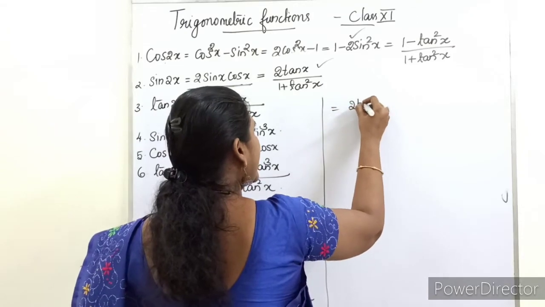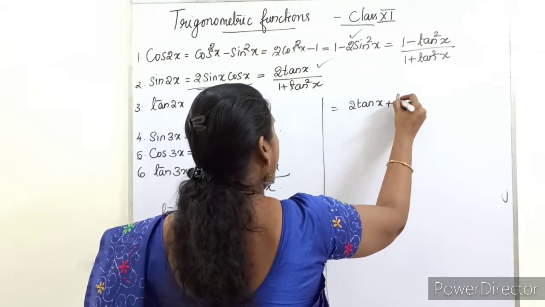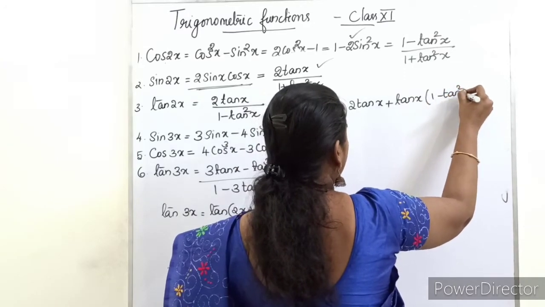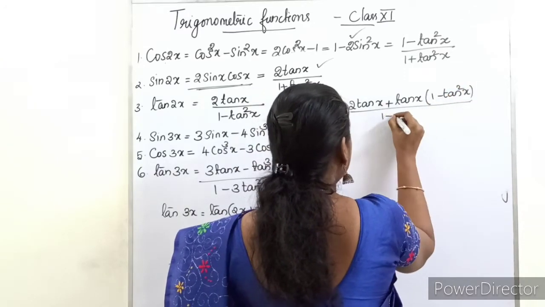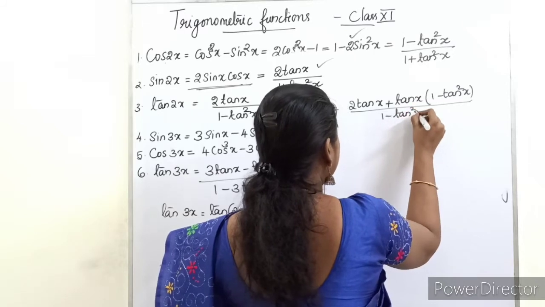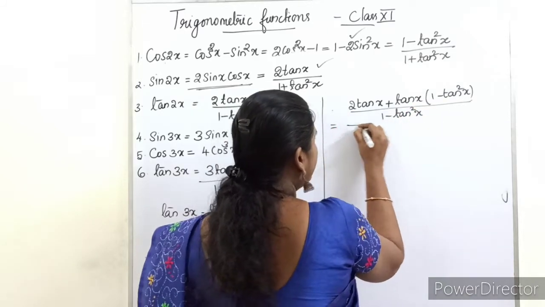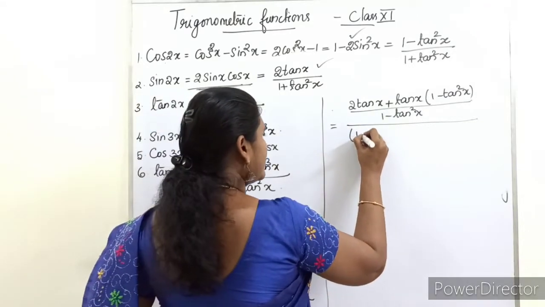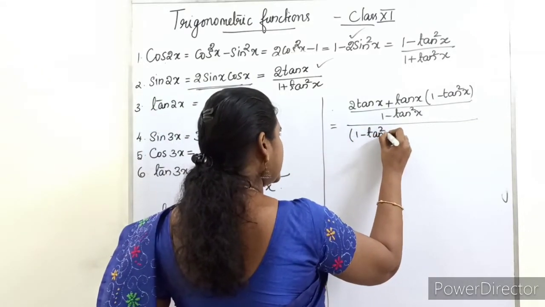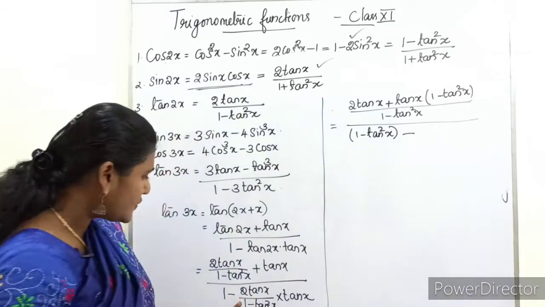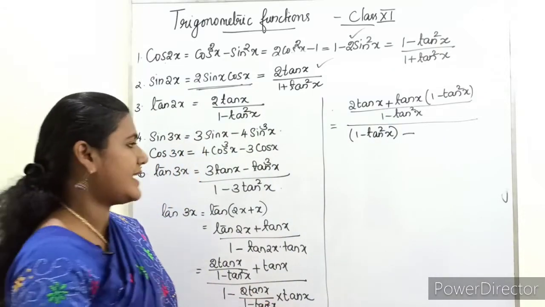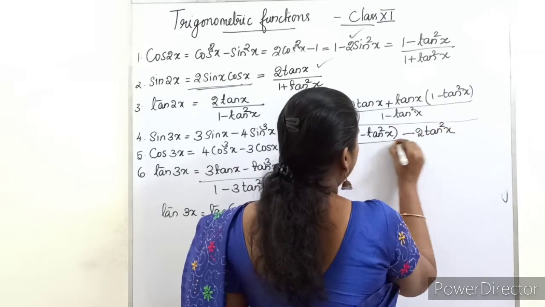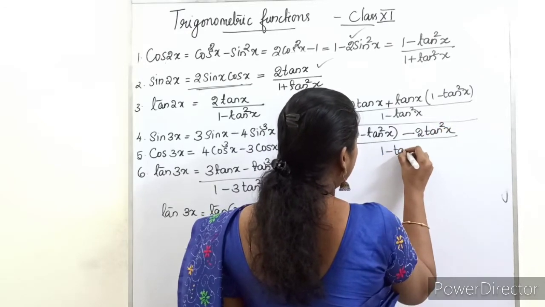So 2 tan x plus tan x into 1 minus tan square x divided by 1 minus tan square x is our LCM. This is the numerator. Similarly, we will simplify the denominator also. Here, 1 minus tan square x minus 2 into tan x, that is 2 tan square x, we can write. And we will have the denominator as 1 minus tan square x.